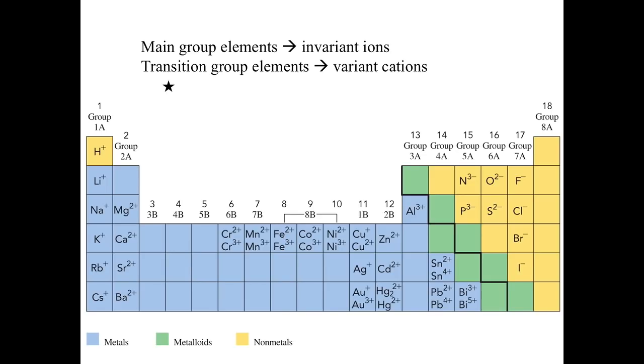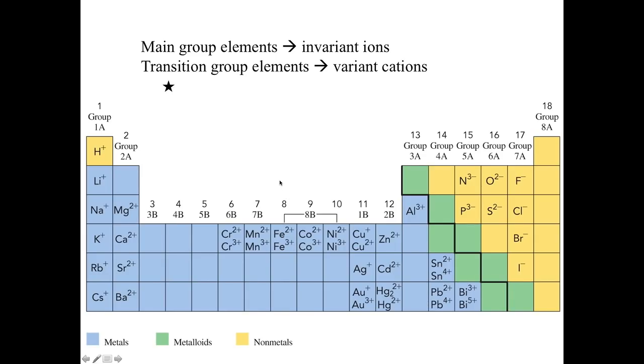Group 5A, you are negative 3. You will never change. That's why it's called invariant. As opposed to when you are a transition element, when you become a cation, you will have various charges. Some examples given here: chromium, you can be 2+ or 3+. Manganese, you can be 2+ or 3+. Iron, you can be 2+ or 3+, so on and so forth.